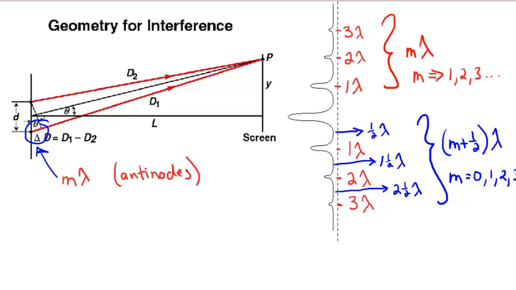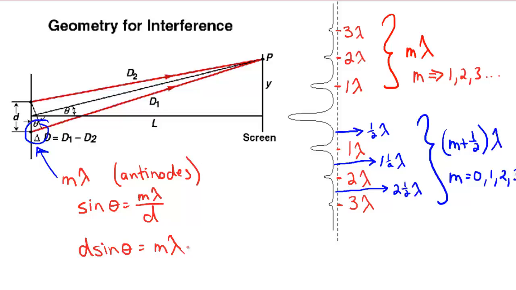So we can say that sine theta is opposite over hypotenuse. And if we rearrange this formula, we get our double slit equation that says d sine theta is m lambda. That's our equation that'll help us locate the positions of all the antinodes on the screen. And we can combine it with some basic geometry to actually find these actual values in meters. And we'll look at a sample problem in a second.